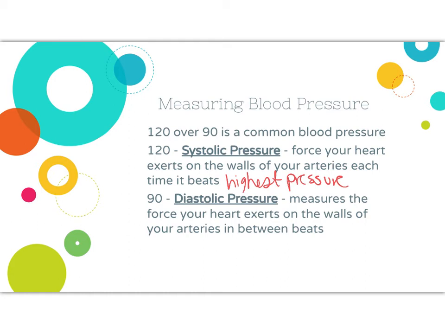90 is what we call the diastolic pressure, so the second number reported here. It measures the force your heart exerts on the walls of your arteries in between beats. So when it isn't forcing the blood through, what is the lowest pressure that your heart experiences? So it's kind of like that rest moment. How much pressure is your blood under at that point?